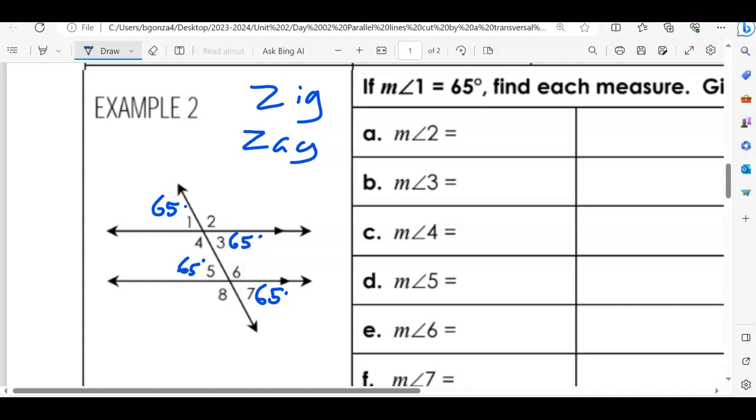Sorry, I passed out, but I'm back. Now, instead of guessing, what should we do? I see a straight line, which is how many degrees? 180. This is a linear pair. So what should I do?